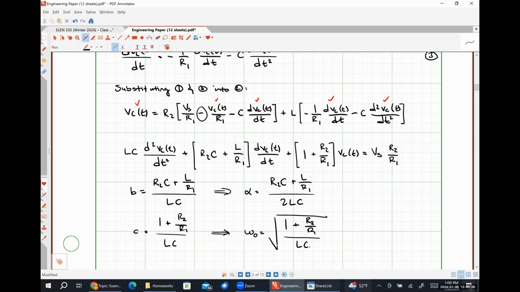And from here, I can just compare alpha to omega naught and know whether or not I have an overdamped, critically damped, or underdamped circuit, and everything else is the exact same thing that we've been doing. The only difference is that we have to write our own second order differential equation to figure out what alpha and omega naught are. Every step subsequent to this is the same thing we've been doing. Okay.